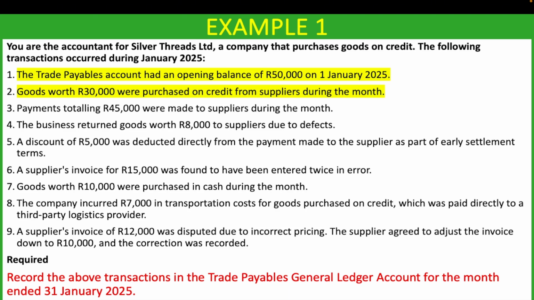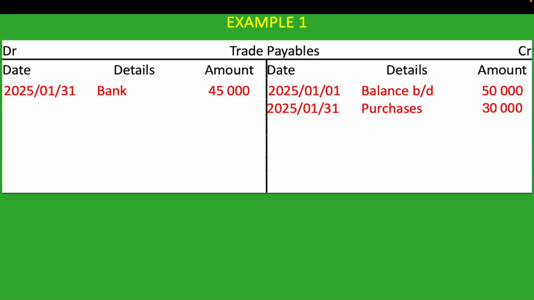So here, what are we going to do? Put the end of the month, 31st of January 2025. The detail there is going to be bank because we are paying our suppliers. So we put bank and the amount there is 45,000 rand. So whenever you pay your suppliers and you're told that you've paid them, you always put the detail as the bank there, and the amount is 45,000 rand. So here's how it's going to look. The 31st of January 2025, the detail is bank and the amount is 45,000 rand. Easy to do. Let's keep going.